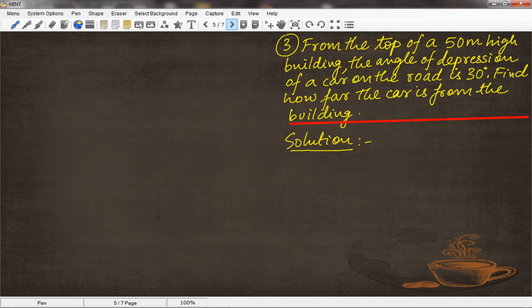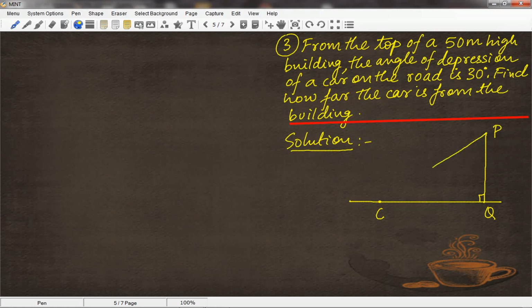This is the road and this is the building. Let's say the building is PQ. P is the top of the building, and here is the car C, which is being observed from the point P, from the top of the building. So P to C will be the line of sight, and it will be pointing downwards, क्योंकि एंगल ऑफ डिप्रेशन की बात हो रही है.